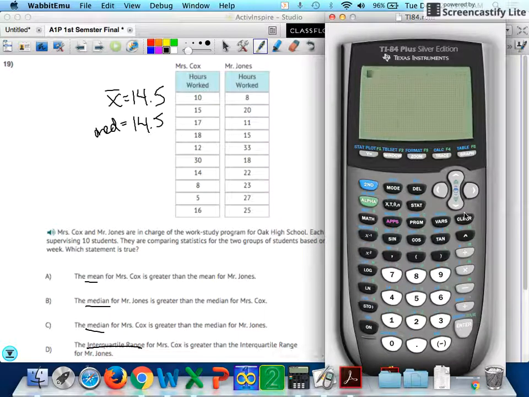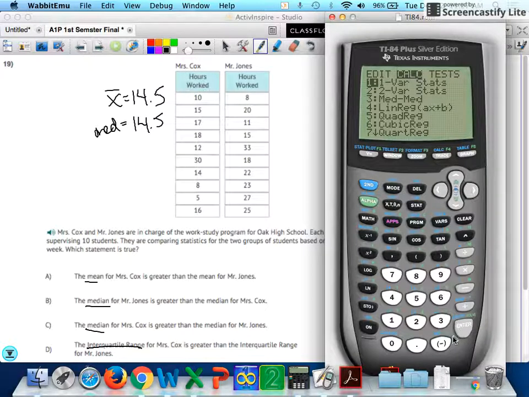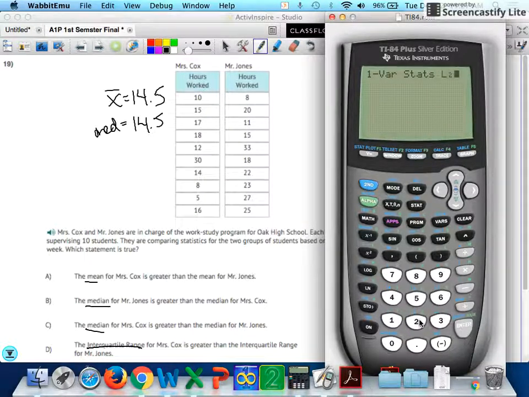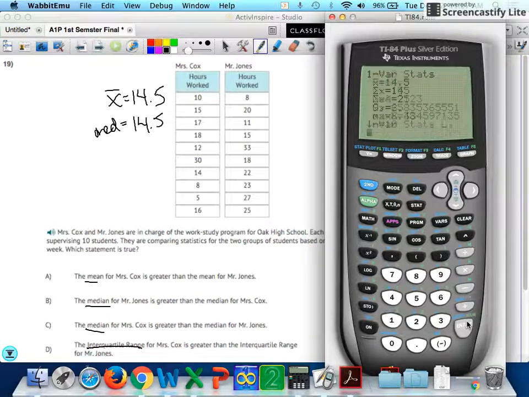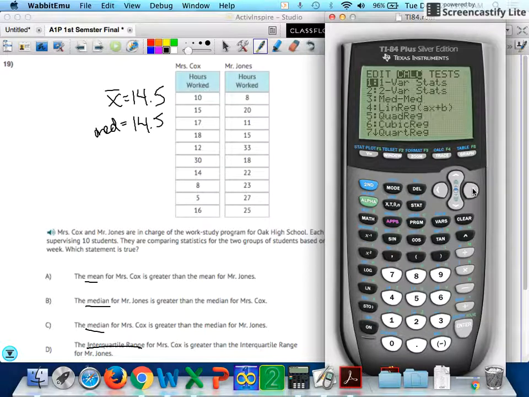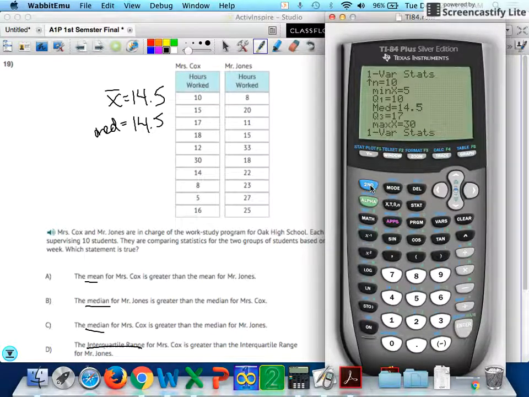For list 2, I can run stat, one variable statistics on list 2. My mean is 20.2, and my median was 21. Did I get that median right from the last one? I might have written that down wrong. No, I got it right. Okay, so let's go back. The one variable statistics from list 2 were 20.2 and 21.